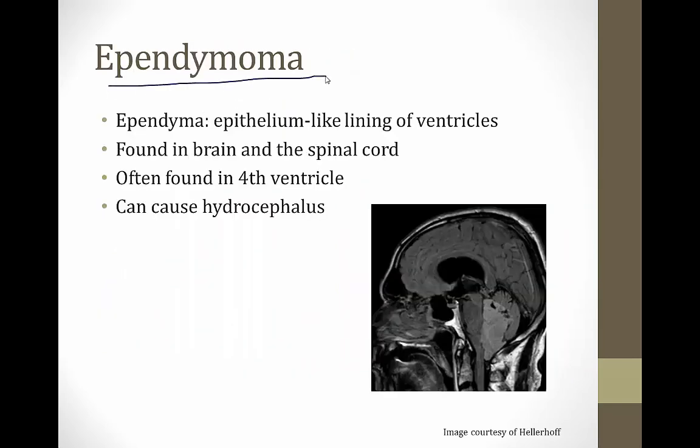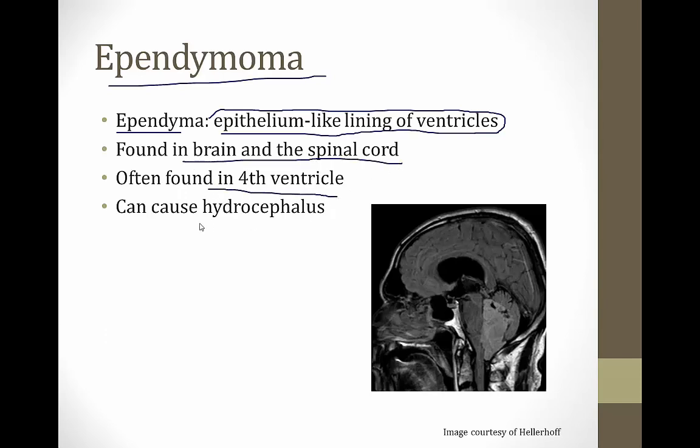Next, we'll talk about ependymomas. Recall that the ependyma is the epithelium-like lining of the ventricles of the brain. So these tumors are from ependymal cells, and they're found in the brain and the spinal cord. They often occur in the fourth ventricle and cause hydrocephalus.